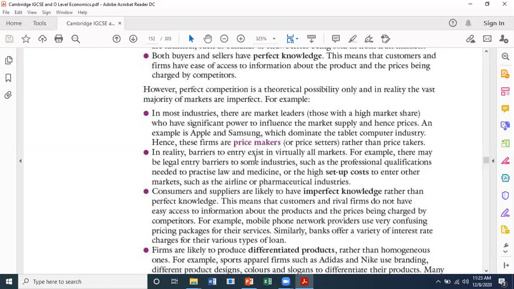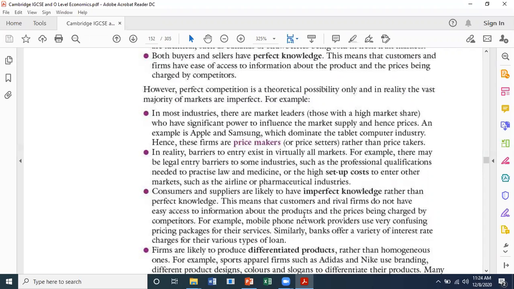अगर जो बिजनेस आएगा तो उसको कंपटीशन मिलेगा, ठीक है। चाहे वो जैसे Zong आया था तो Warid, Jazz और Ufone की तरफ से उसको कंपटीशन मिला था, and so on. अब हम पढ़ रहे हैं opposite of perfect competition, जो कि imperfect market है। Consumers and suppliers are likely to have imperfect knowledge rather than perfect knowledge.